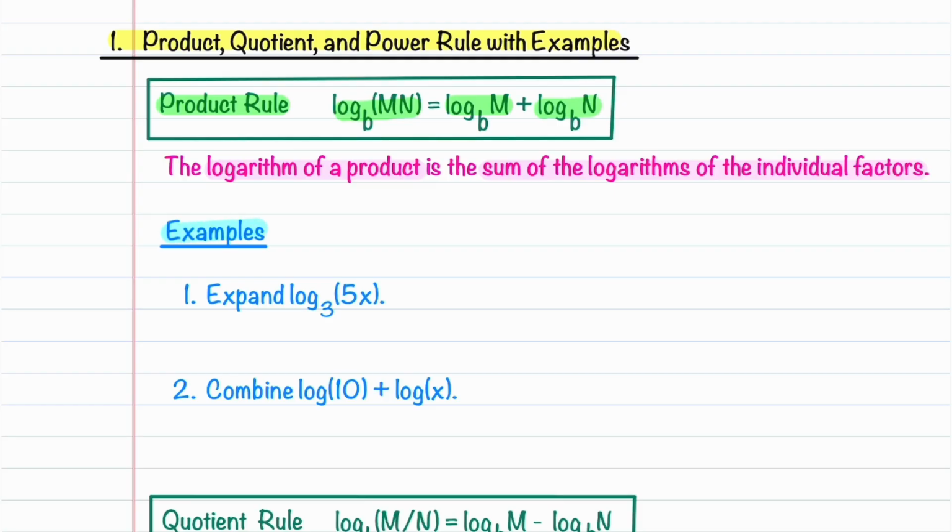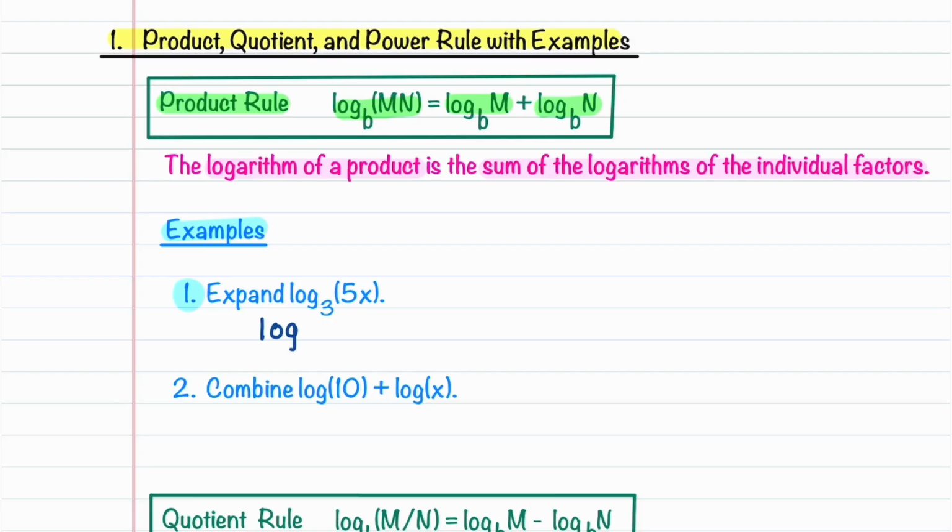Let's look at two examples so that we can see how this works. In our first example, we are going to expand log base 3 of 5x. You can think of the 5 as m and the x as n in our formula above. This gives us that the log base 3 of 5x is just the log base 3 of 5 plus the log base 3 of x. So we just broke it up into two pieces that we added together.